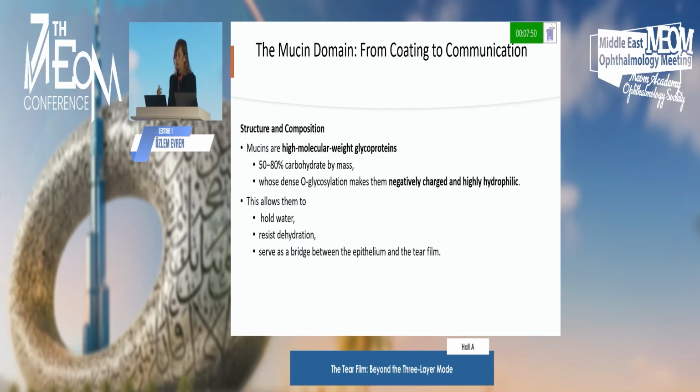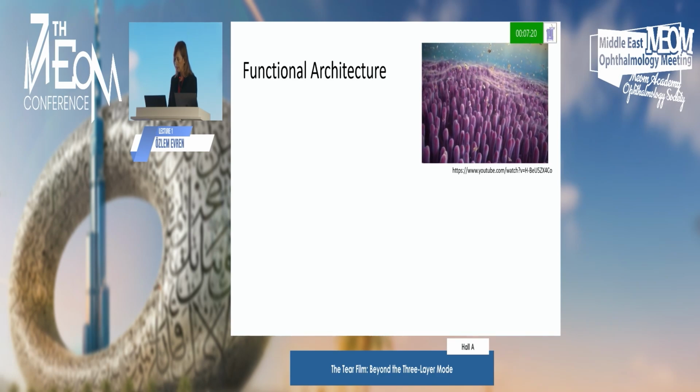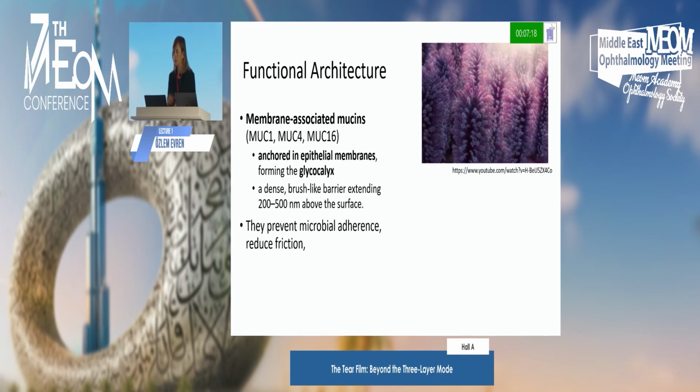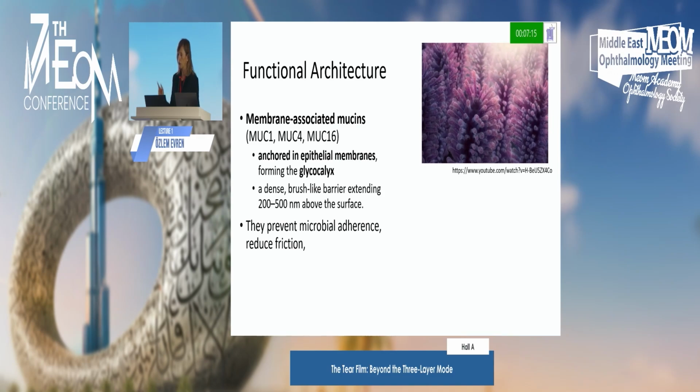Let's start from the mucin. Rather than a coating, it's a way to communicate. That's what we have found in these years. So the mucins are high molecular weight glycoproteins, mostly carbohydrates. They are negatively charged and highly hydrophilic, so that they can hold on to the tears, to the aqueous layer. And this allows them to hold water, resist dehydration, and serve as a bridge between the epithelium and the tear film. And let's see the functional structure of these. This is the glycocalyx that you are watching here.